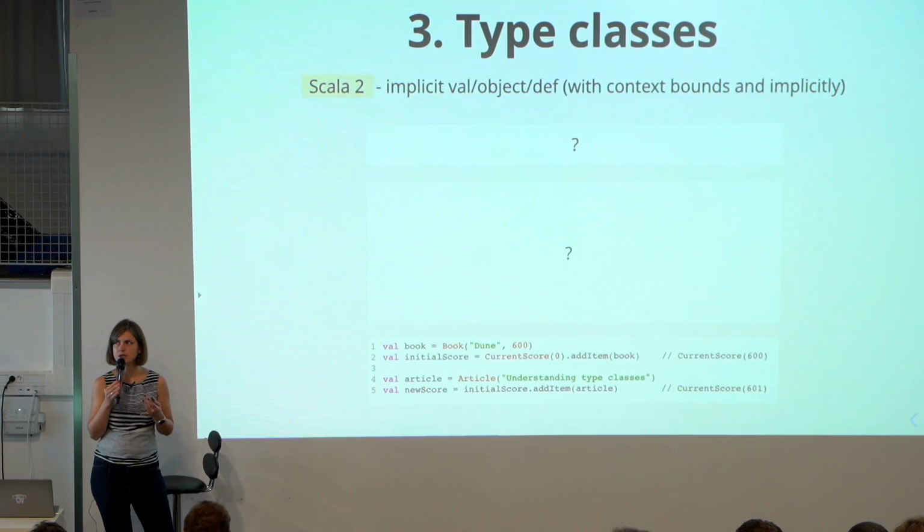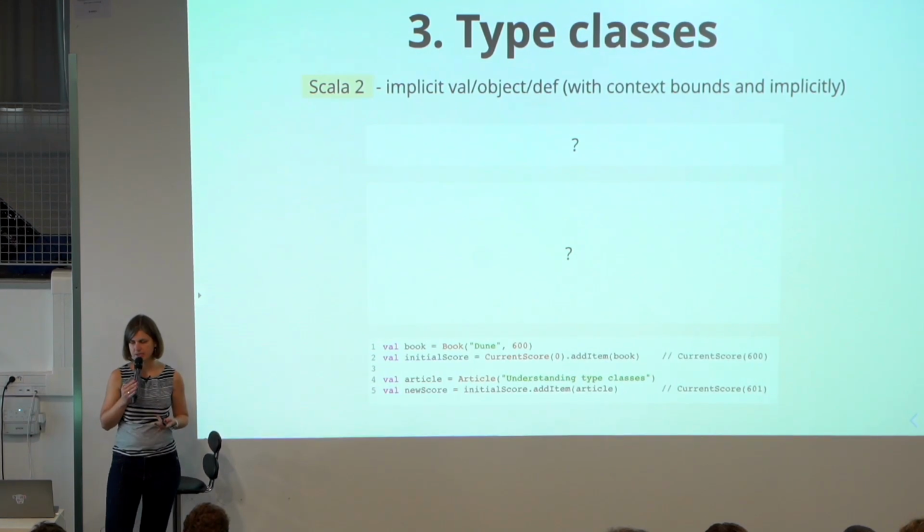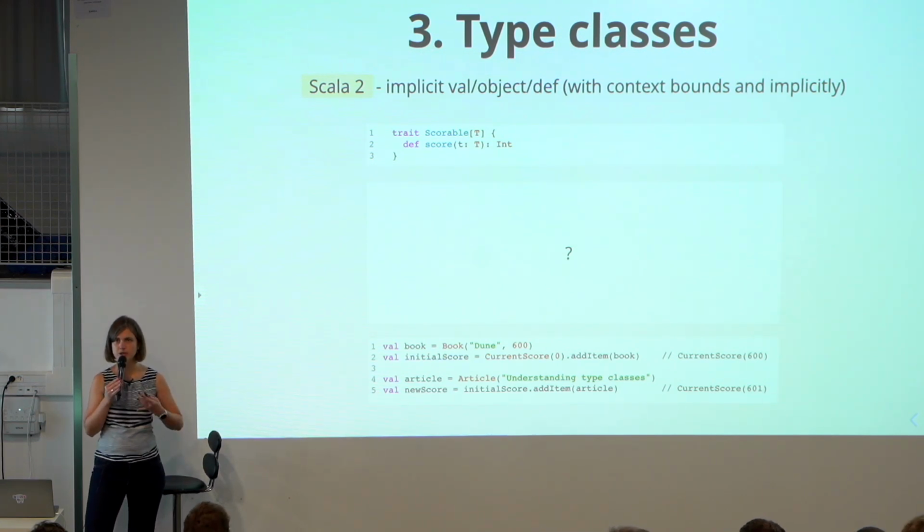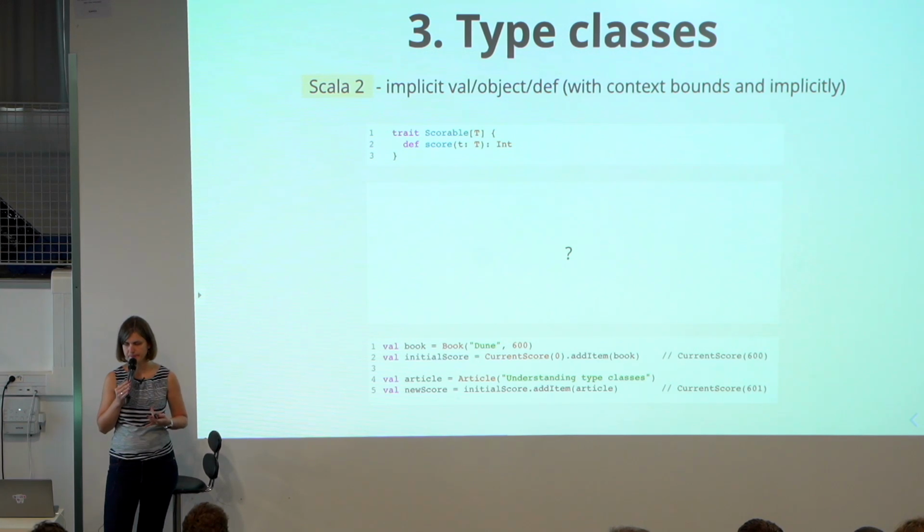we want to add so-called ad hoc polymorphism. So give common behavior, define common behavior to unrelated types. And for this, we can use type classes. In Scala 2, the way we do it is we define a trait, and this is our behavior. In this case, it's our scorable behavior, parameterized by the T type, and the behavior is to have this score method.